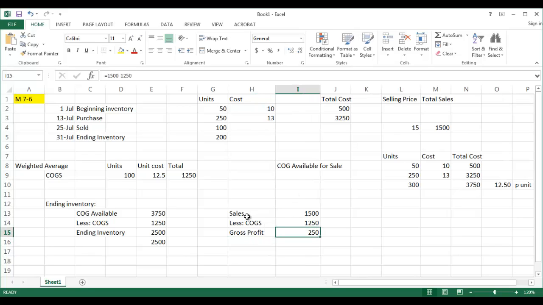Okay, so as you can see, we get different numbers for gross profit, which is an income statement subtotal. We get different balance sheet amounts for ending inventory depending on which costing method we used. If you need to back up and watch any of those again, please do so. And of course, as always, let me know if you have any other questions.